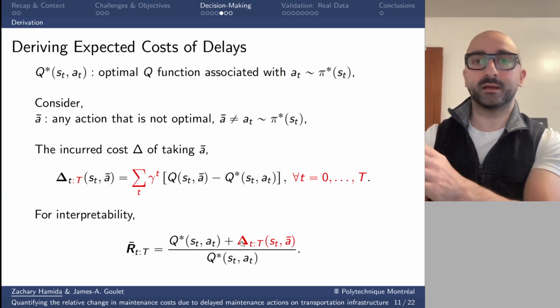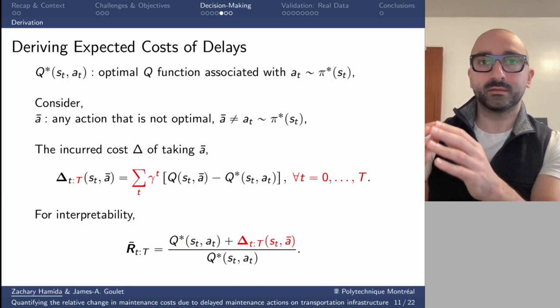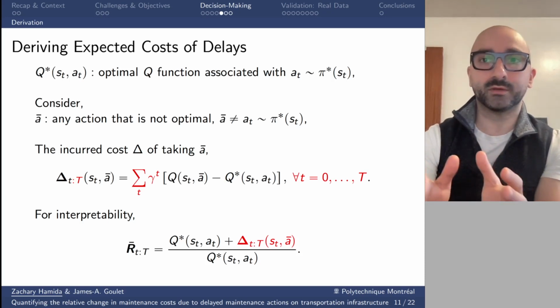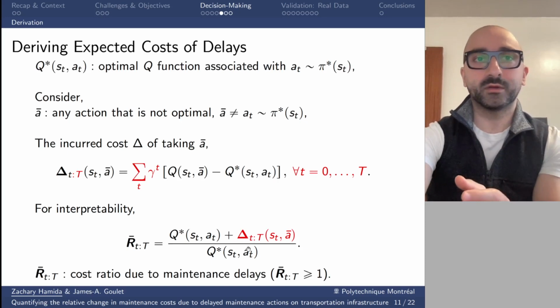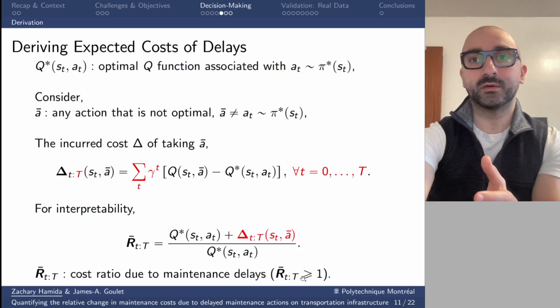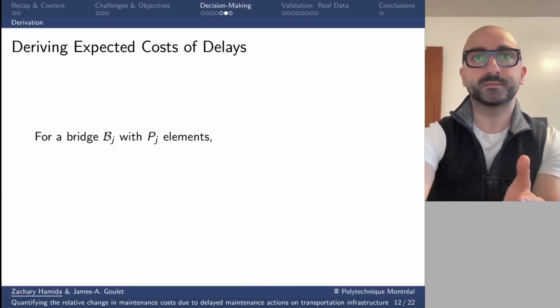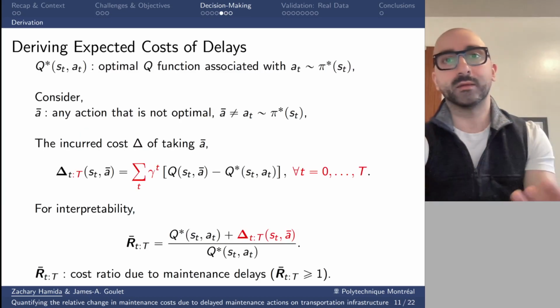That is assuming that our learning for the Q function is the correct learning. So this is what we are saying here: R_t, which is the cost ratio, is going to be either greater than or equal to 1. Now this is for one element.